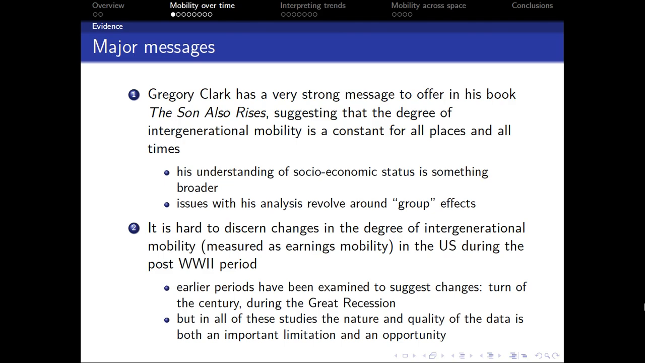But always, it's the nature and the quality of data that determine both our challenges and our opportunities. Some of these are income-based studies. Others are more occupational-based studies. There is a strong literature in sociology as well on this that focuses on occupations and the status associated with occupations according to some measures. And the general feeling in that literature is also that there is more stasis than there is change.